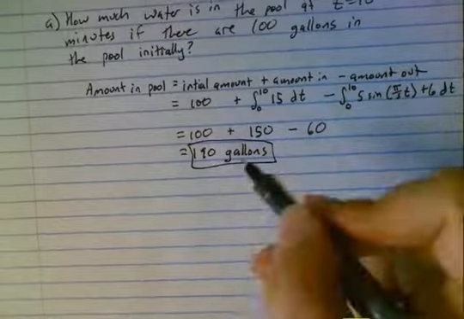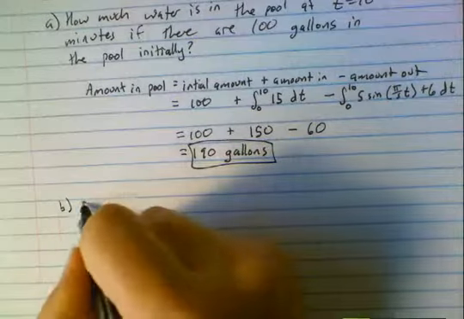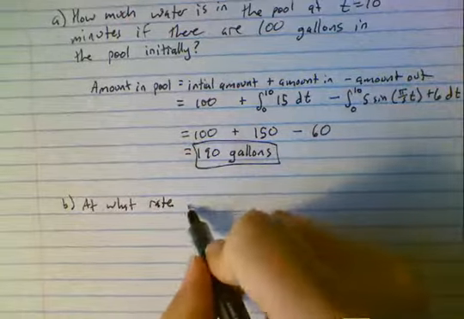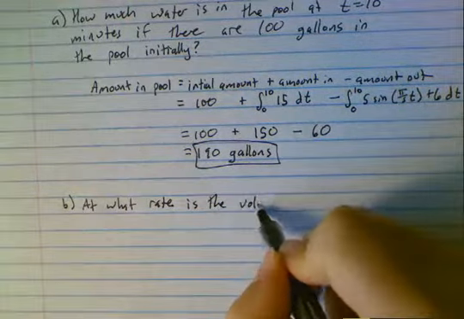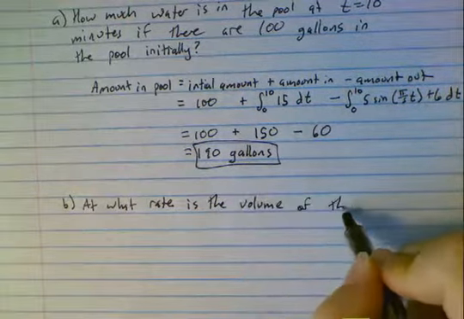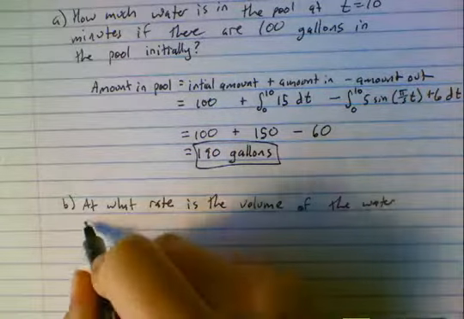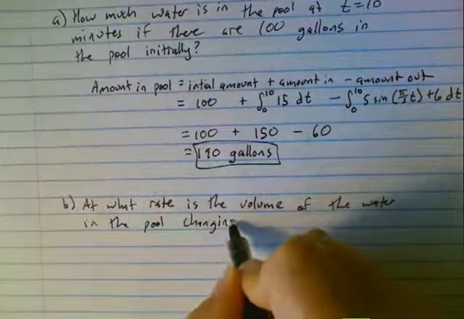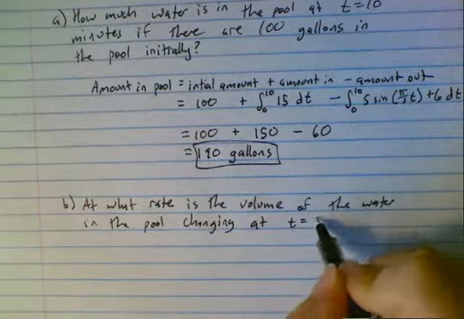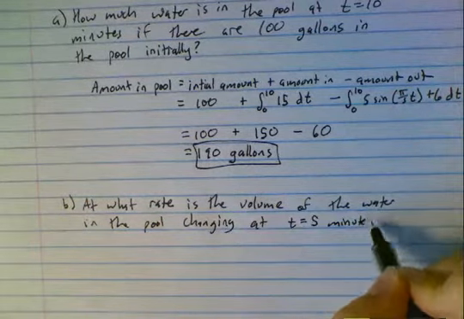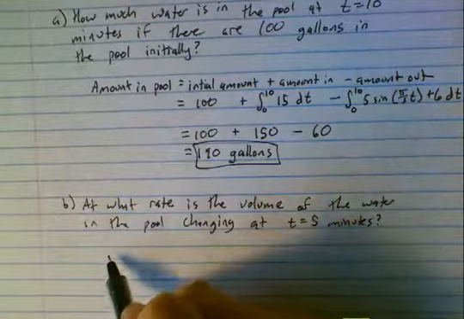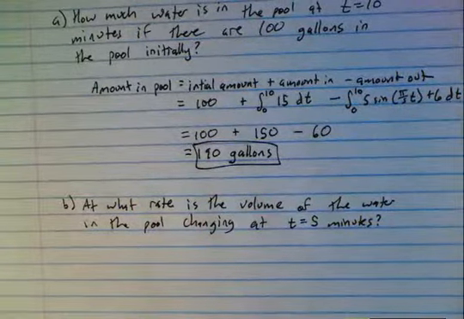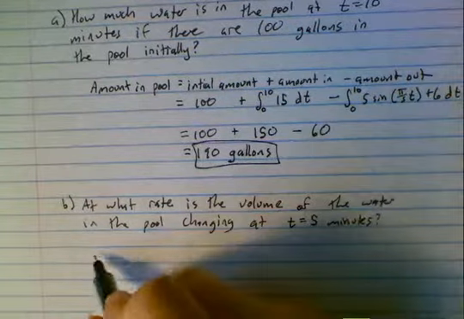We can also be asked something like this. At what rate is the volume of the water in the pool changing at t equals 5 minutes? Well, our overall rate of change is the rate that the water is flowing in minus the rate that it's flowing out.